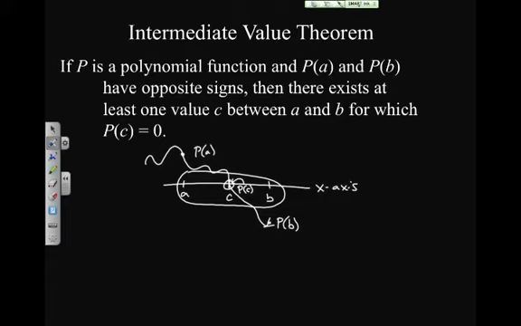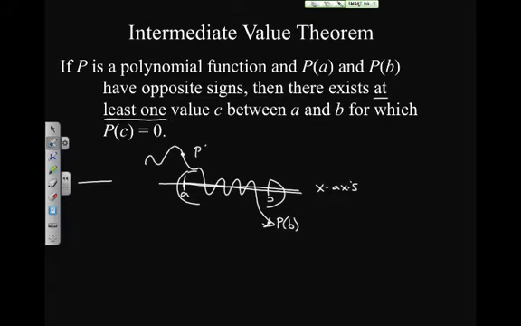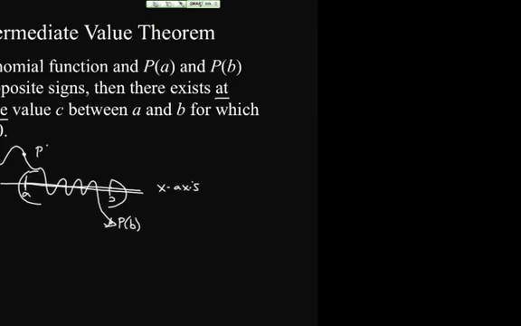Now, we know that with a polynomial, since they're not straight lines, this could actually come down and hit this a whole bunch of times and still go through B. But all we're saying is that there is at least one value in there so that that's true. So that's the intermediate value theorem. Very important theorem for us.